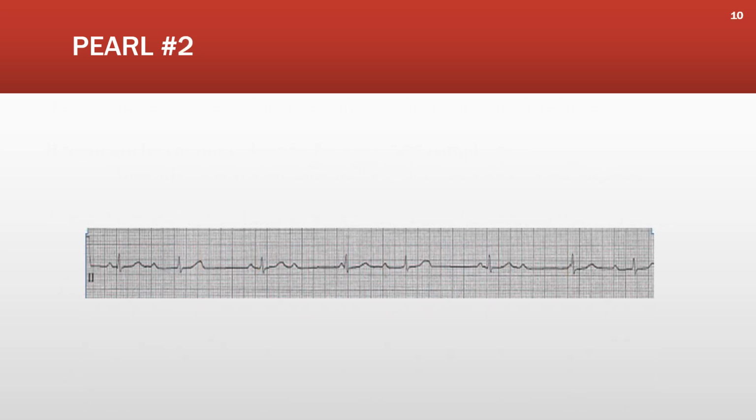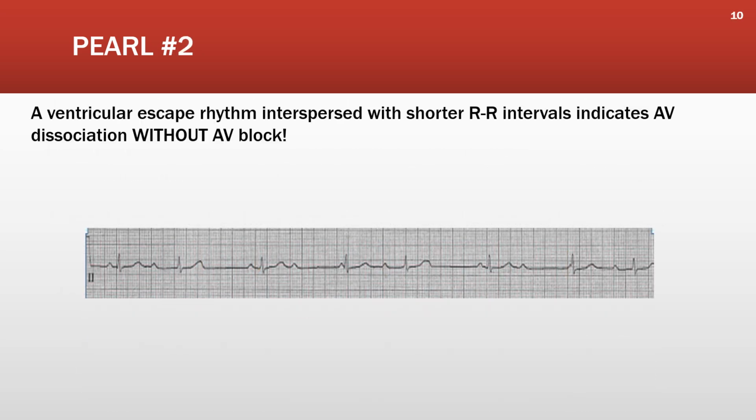Now for pearl number 2. A ventricular escape rhythm interspersed with shorter RR intervals indicates AV dissociation without an AV block. Now let me repeat that. A ventricular escape rhythm interspersed with shorter RR intervals indicates AV dissociation without any AV block.